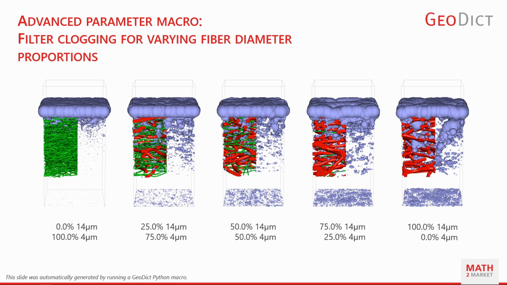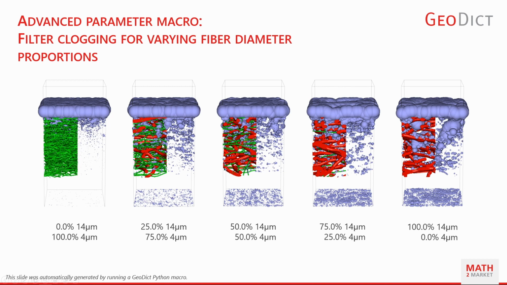This slide and the following slide are generated by a Python macro after another macro generated the corresponding parameter study. Fiber structures with varying fiber diameter proportions were generated. And the solid volume percentage stays the same for all structures, but the proportional percentage of the 2 fiber types varies. On the left, we start with the 100% thin fibers with 4 micrometer diameter and 0% of the thick fibers with 40 micrometer diameter.